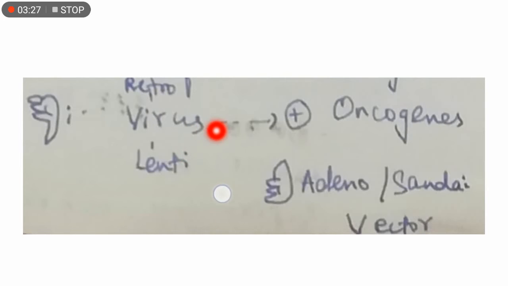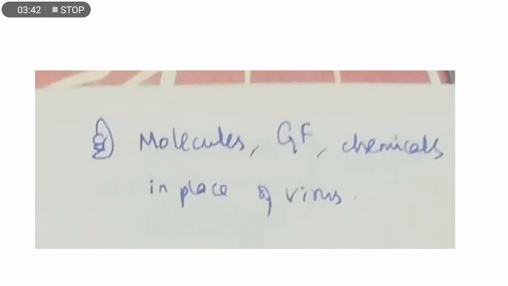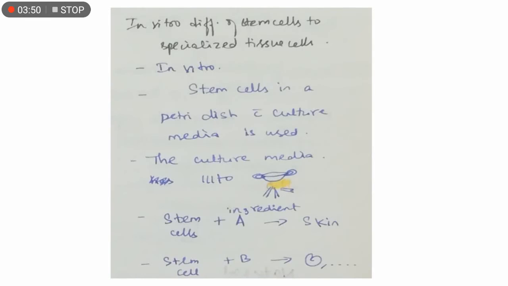These viruses have oncogenes. They have the potential to stimulate oncogenes. We don't want to give the patient a tumor, which is why we use viruses which do not cause cancer, such as adenovirus and Sendai virus vectors. But what if we don't want a virus at all? We have a solution for that too. We can use molecules or growth factors and chemicals in place of viruses. They can also do the same job as the viruses do.